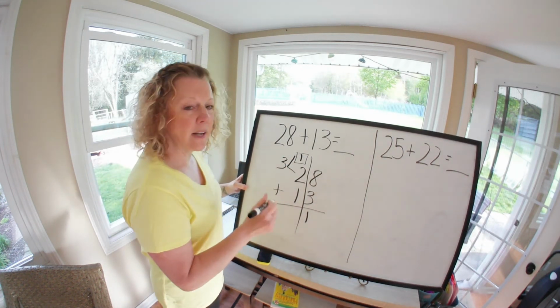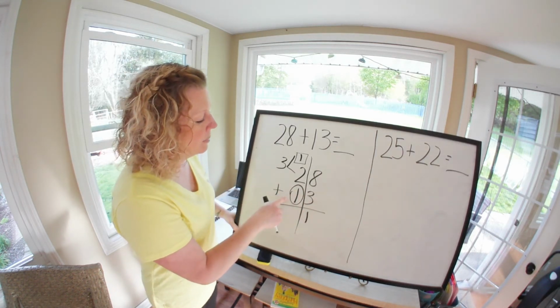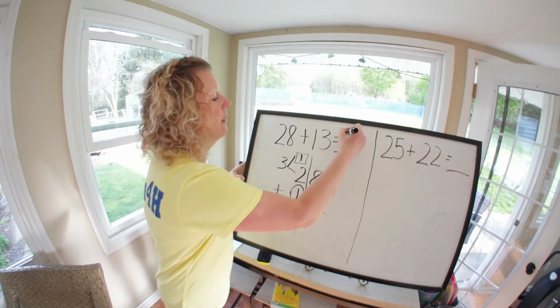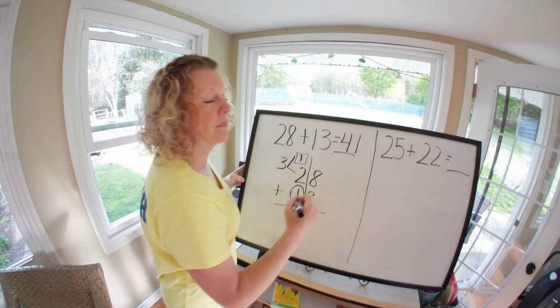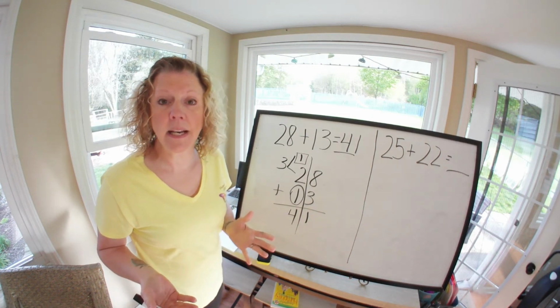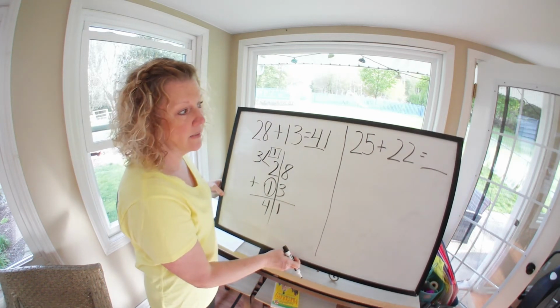Exactly. But don't forget, we have to add it now to the number we didn't use. So 3 plus 1 more is 4. So I know my answer is 41. Okay? Not too bad. I think you got a lot of practice in it yesterday. Here's where it gets tricky. And this is where you need to give it some thought.